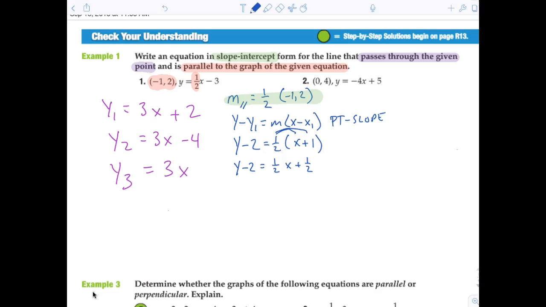All right, now all I have to do is add 2 to both sides. I'm adding 2 to both sides because I'm going to isolate the y. So y equals 1/2 x, and now we're doing our mental math. If I add 2 to 1/2, don't tell me it's 2 and 1/2. You're adding 4 halves. So 4 halves plus 1/2 is 5 halves. So your answer is y equals 1/2 x plus 5 halves. That is the answer to that problem.